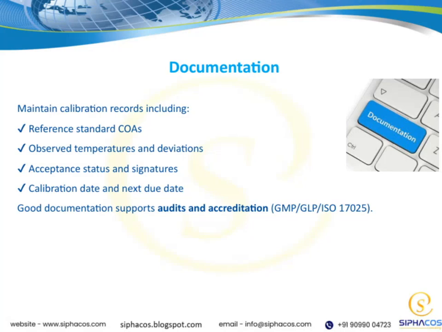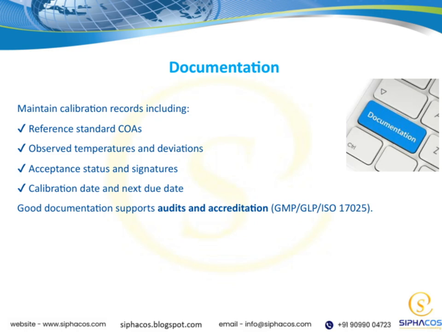Let's talk about documentation, which is a crucial part of maintaining a robust calibration program. It's important to keep detailed records of all calibration activities. This includes reference standard certificates of analysis, or COAs, which verify the quality and traceability of the standards used. You should also document observed temperatures and any deviations that occur during calibration. These details are vital because they provide transparency and help identify potential issues early on.